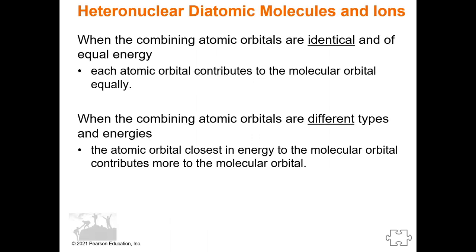All the diatomic molecules we're looking at so far were homonuclear. So the atomic orbitals from 2 oxygen atoms are of the same energy level. So those 2 atomic orbitals will contribute equally to the molecular orbitals. Now, when we have molecules that have 2 different atoms, then those atomic orbitals are going to contribute differently to the molecular orbitals.